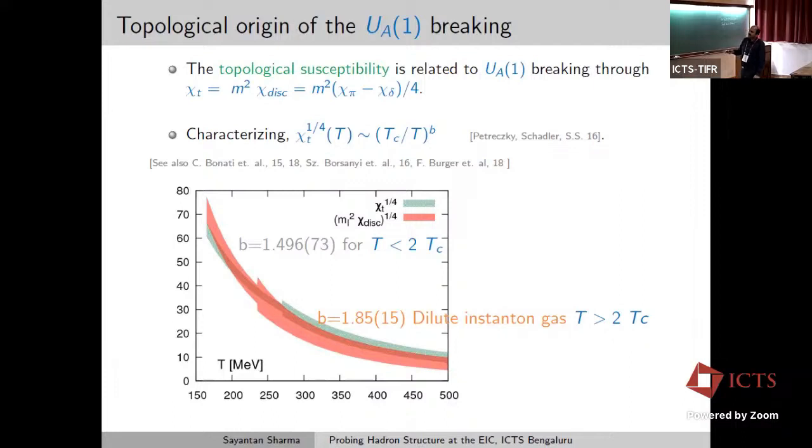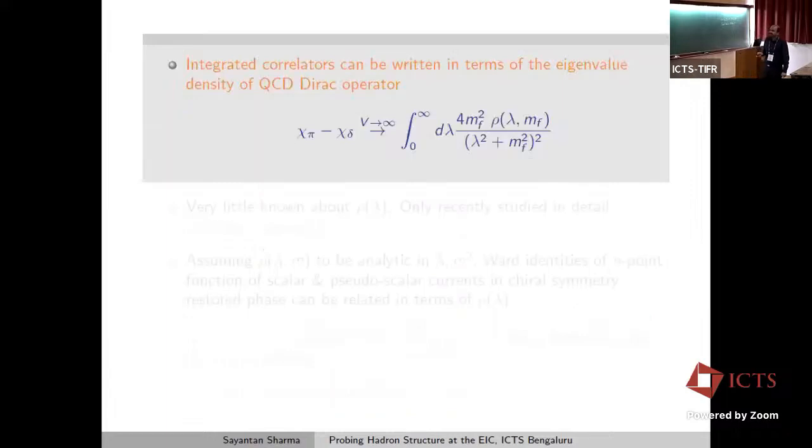But the interesting part is that below 2 Tc, the temperature dependence is non-trivial. It cannot be explained by a simple instanton gas, and we do not know how to interpret these results yet. And within the error bars, they are quite different, and they may have different origin, which I will try to motivate why it is important in the later half of the talk when I try to bring some connections with the EIC physics.